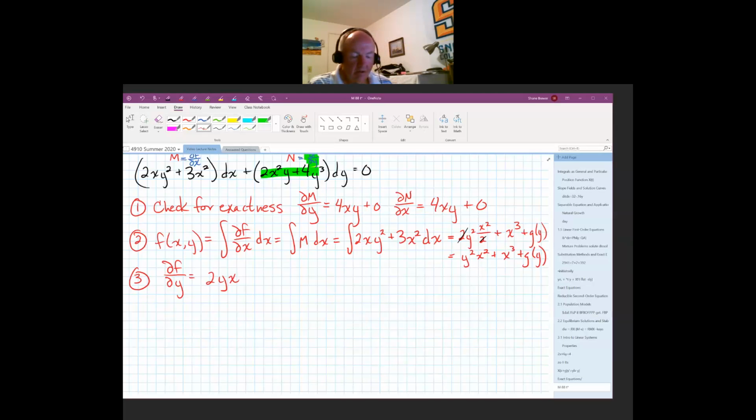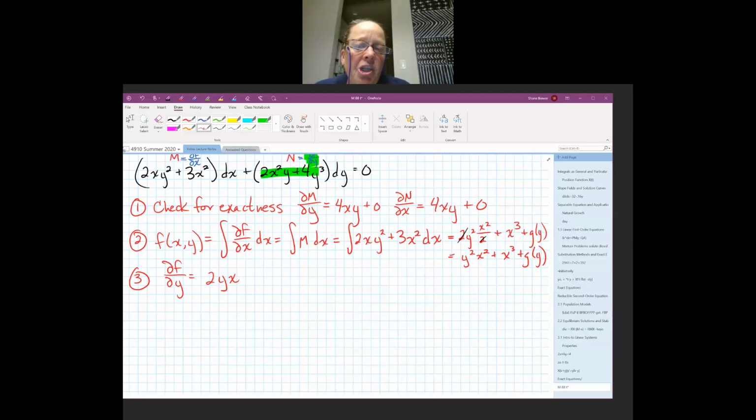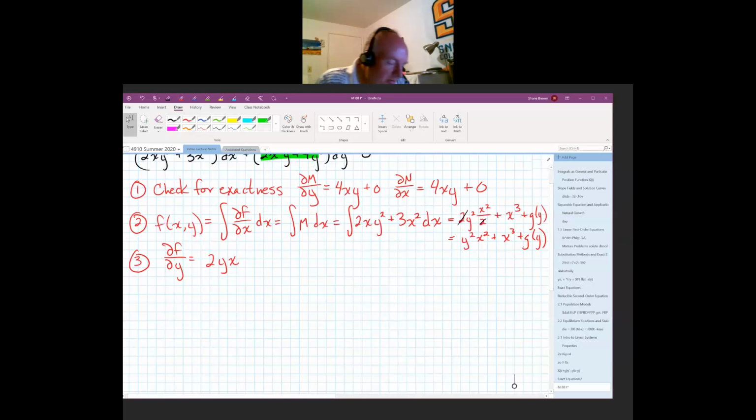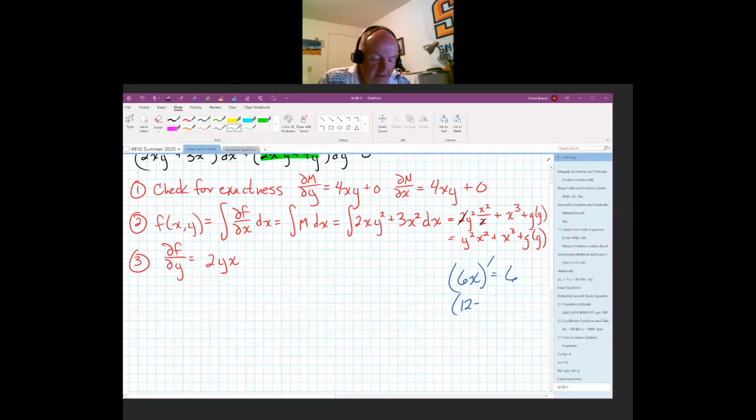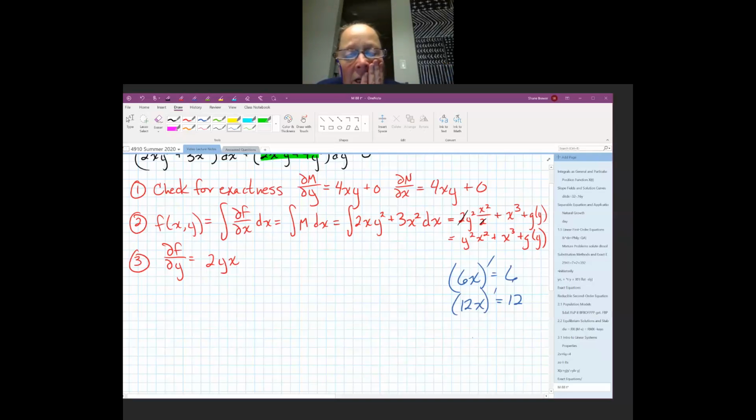Anything that is not being differentiated, you just keep it. Because it's attached through multiplication, we have to think of it as a constant. It's the same as if I gave you this problem right here: what's the derivative of 6x? 6. What's the derivative of 12x? You have to train yourself to see that. And the reason the x cubed goes away is because there's no y attached to it through multiplication.